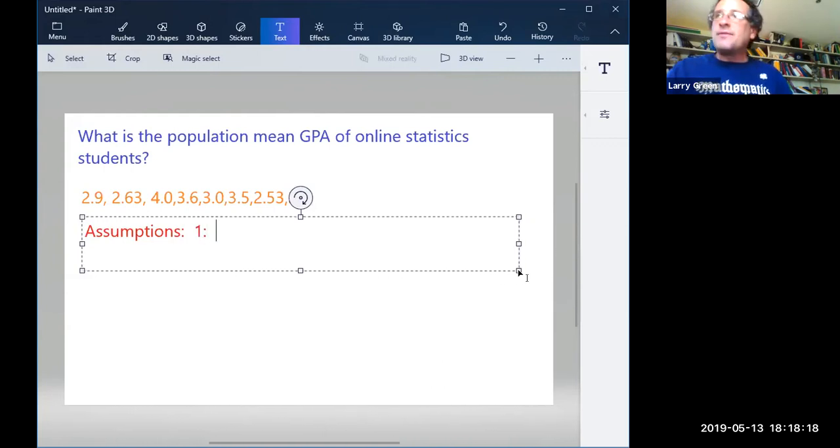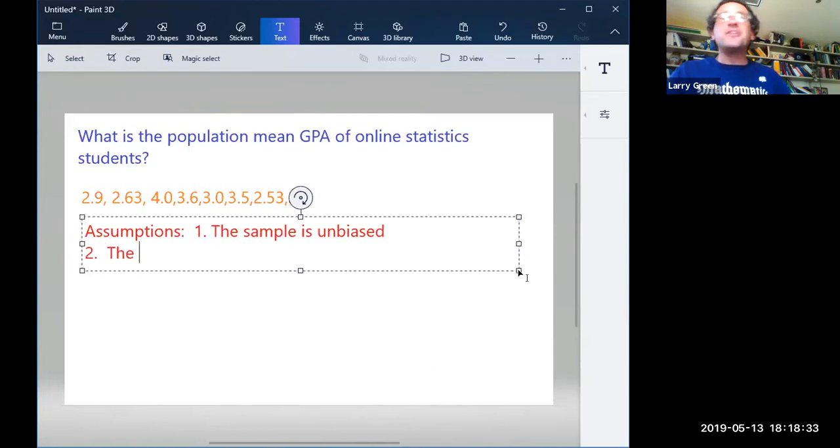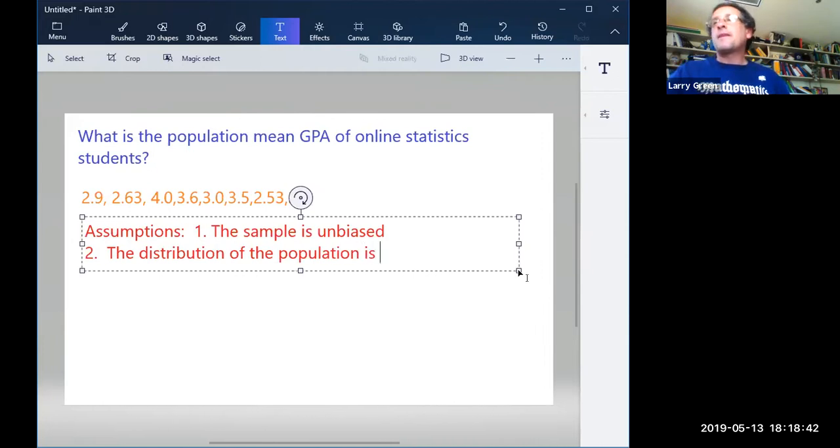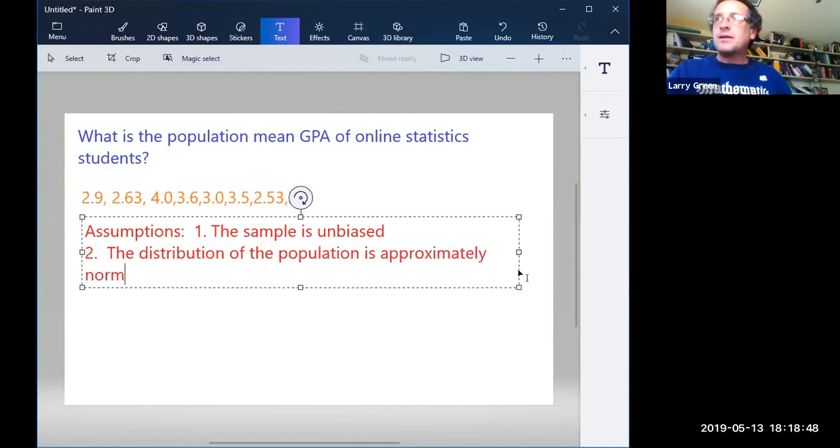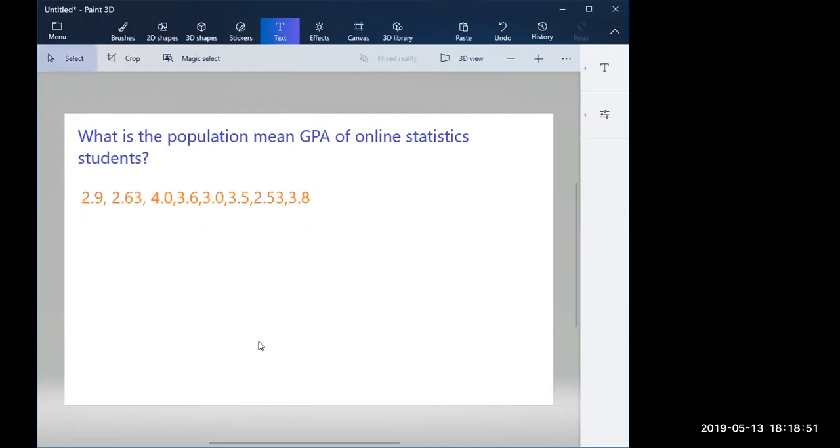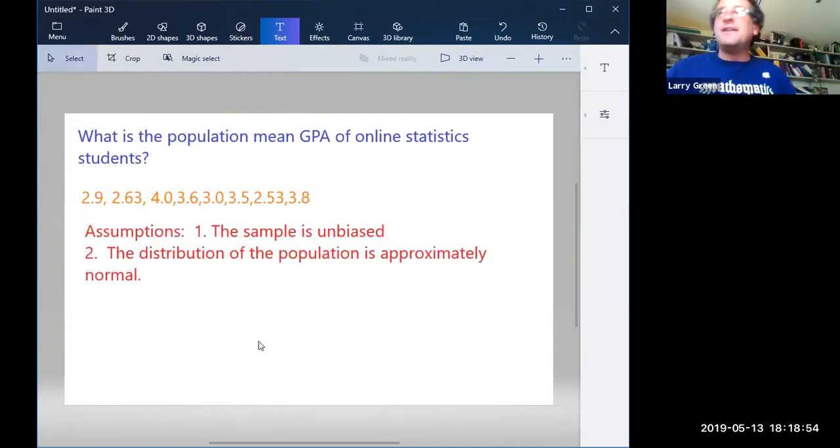Okay, so one is the sample is unbiased. And two is that the distribution of the population is approximately normal. Ever been here? Yes. Okay, now if you have a sample size over 30, then number 2 you don't have to assume. It automatically fills out.